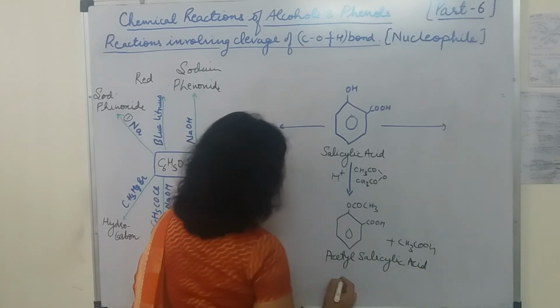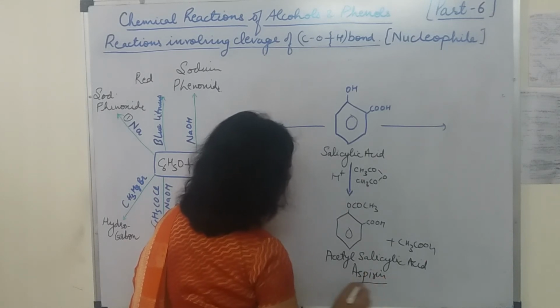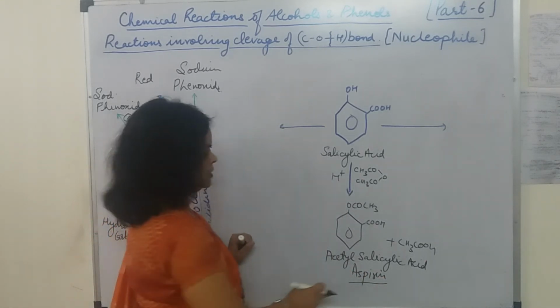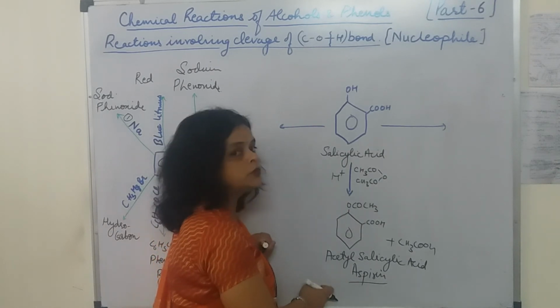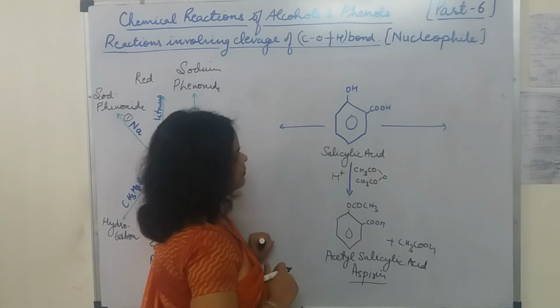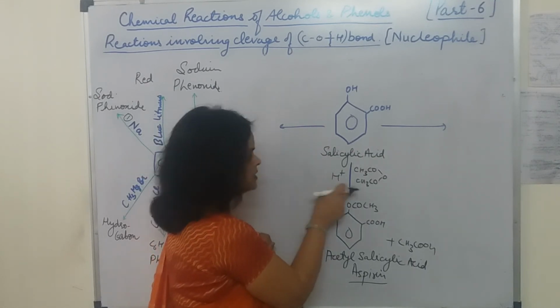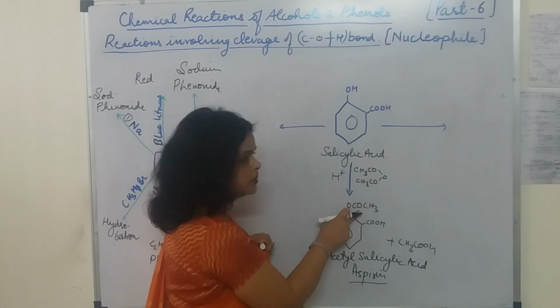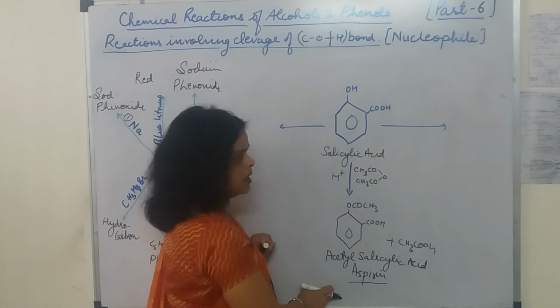Okay, now this is acetyl salicylic acid, and this is also called aspirin. An important compound, it is used in medicine, it is used as an analgesic to relieve pain, and it is also used as an antipyretic drug to lower the temperature of the body. So salicylic acid, when it undergoes acylation with acetic anhydride, the acyl group gets introduced and we get acetyl salicylic acid, that is called aspirin.